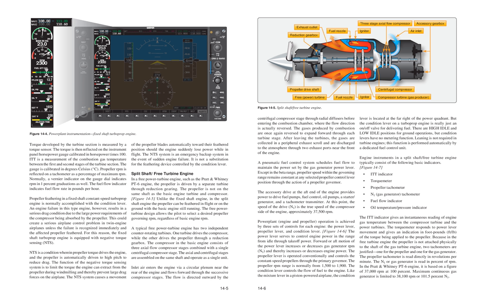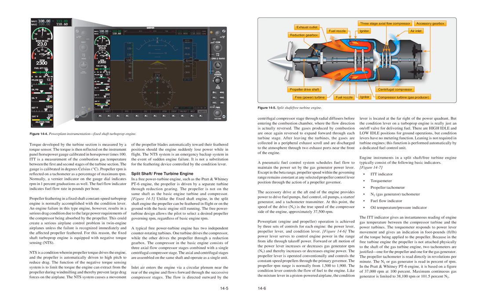Power plant, engine and propeller, operation is achieved by three sets of controls for each engine: the power lever, propeller lever, and condition lever. Figure 14-6. The power lever serves to control engine power in the range from idle through takeoff power. Forward or aft motion of the power lever increases or decreases gas generator RPM, N1, and thereby increases or decreases engine power. The propeller lever is operated conventionally and controls the constant speed propellers through the primary governor. The propeller RPM ranges normally from 1,500 to 1,900.